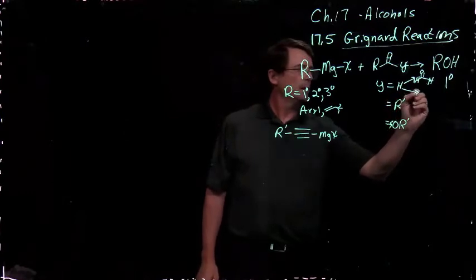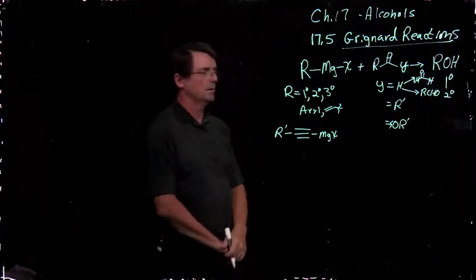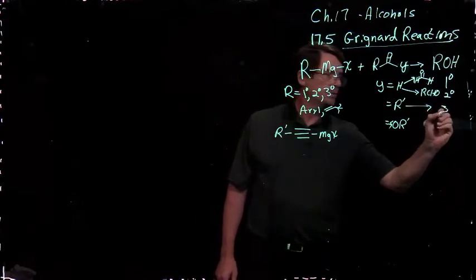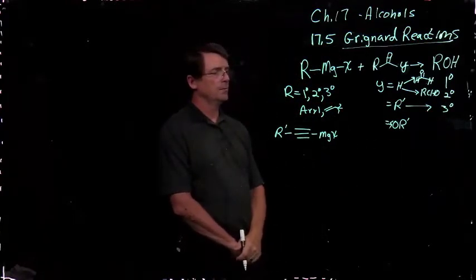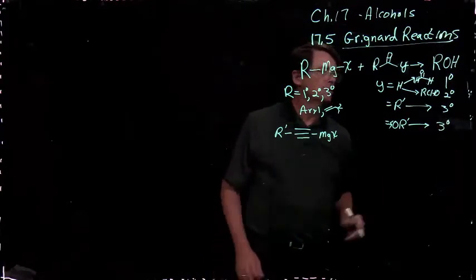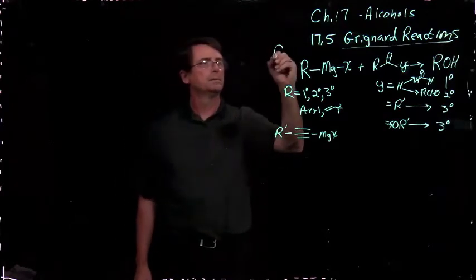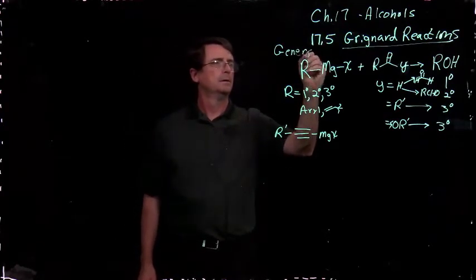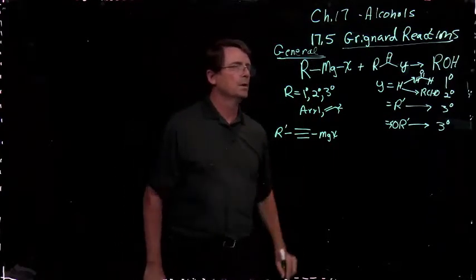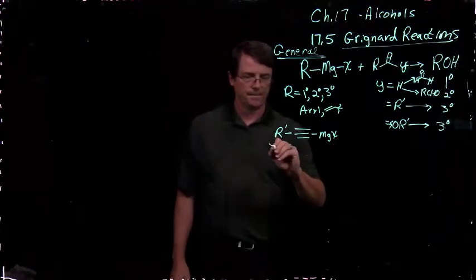If it's a normal aldehyde, we get secondary alcohols. If it's a ketone, we produce tertiary alcohols. And if it's an ester, again, we produce tertiary alcohols. So this is the general reaction for Grignard reagents. Now, let's look at some specifics.